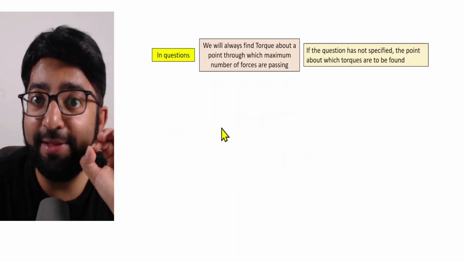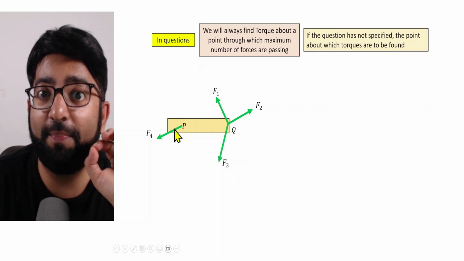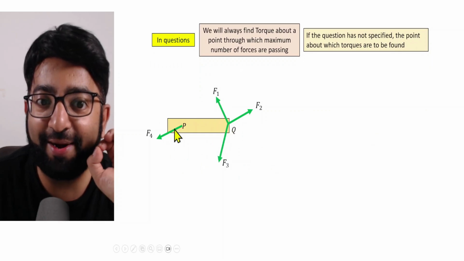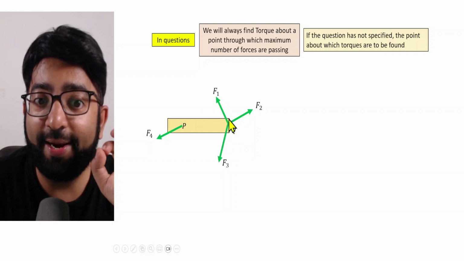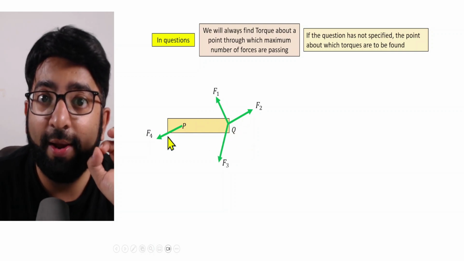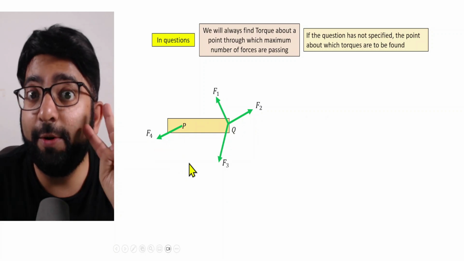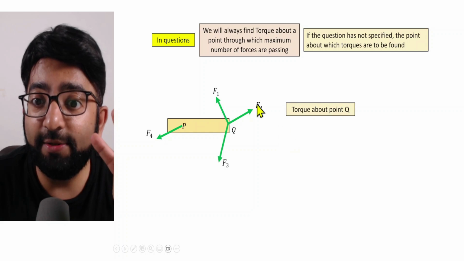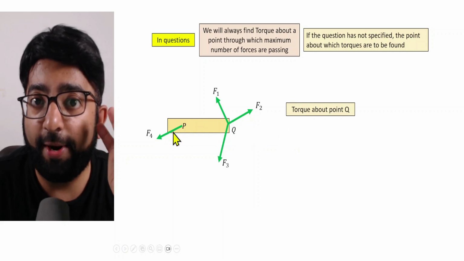So let me explain this with the help of a diagram. Have a look. It's the same rectangular object, but check how many forces are acting. Four forces are acting. There are three forces acting at the rightmost point Q, and on the left hand side there is one force, F4. So there will be two approaches. Either we find the torque about the point Q, or we find the torque about the point P.